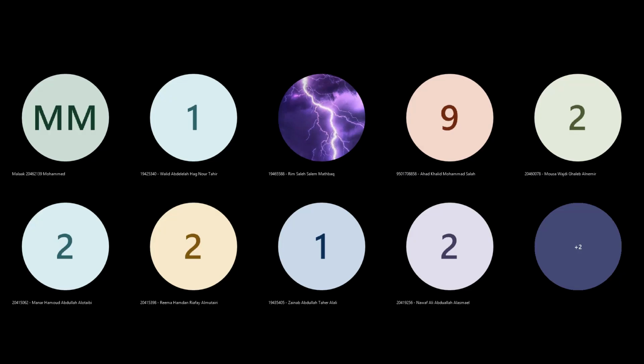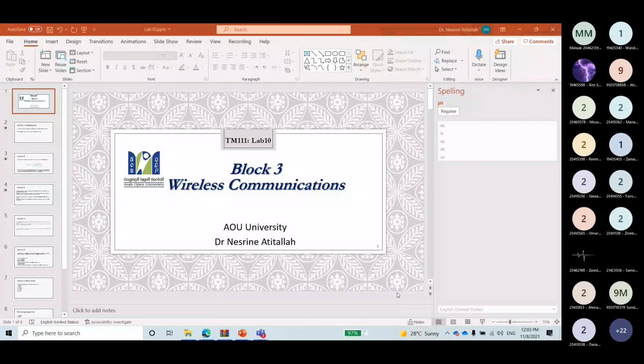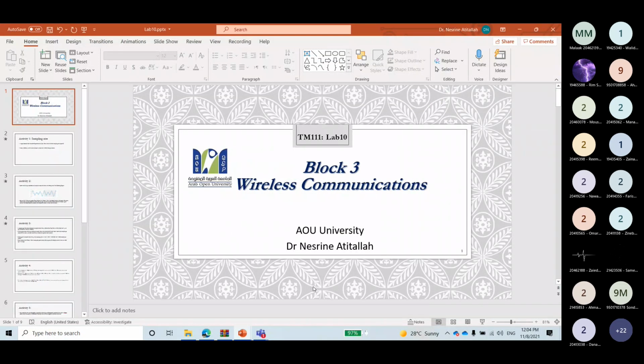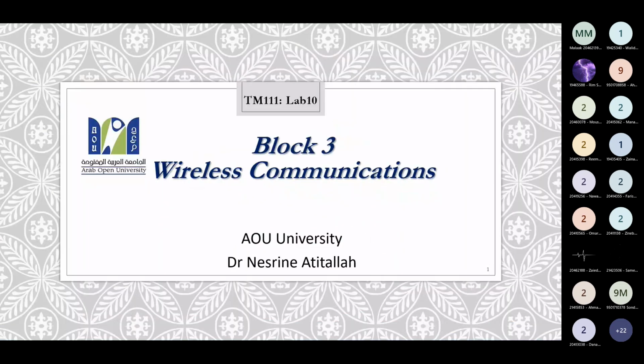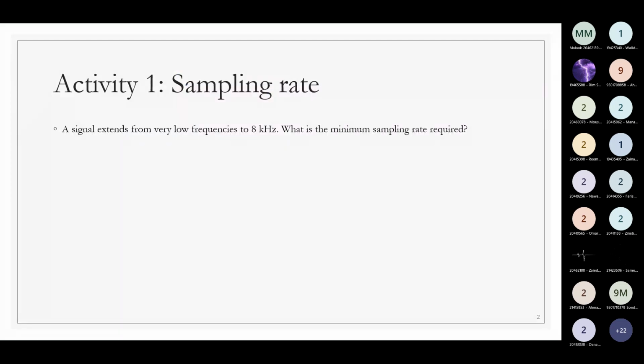Lab meeting. In this lab, we will cover some activities on the meeting of yesterday, wireless communications. Start with the first activity, the sampling rate. We have already studied yesterday that when we need to convert or transmit some analog signals, we need to carry out sampling, and after that, the quantization.